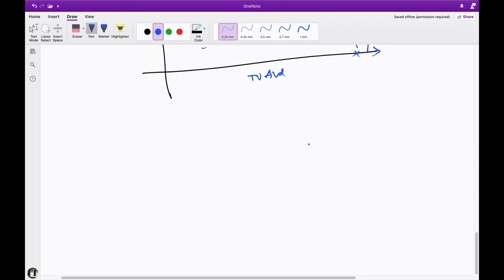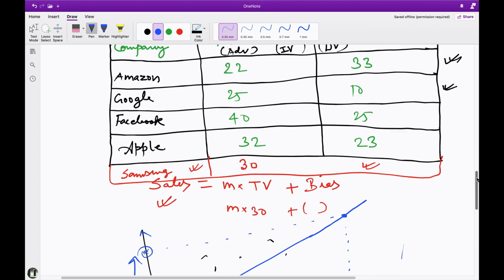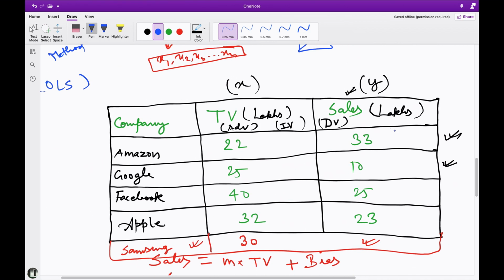And one important thing that I forgot to mention: we use linear regression only in the cases where we have been given a continuous output variable. Here sales is the output variable, right? So this is continuous data, then only we use linear regression. If we have discrete data, then we will go ahead with logistic regression or SVM, or there are many other algorithms for that. So always keep this in mind.